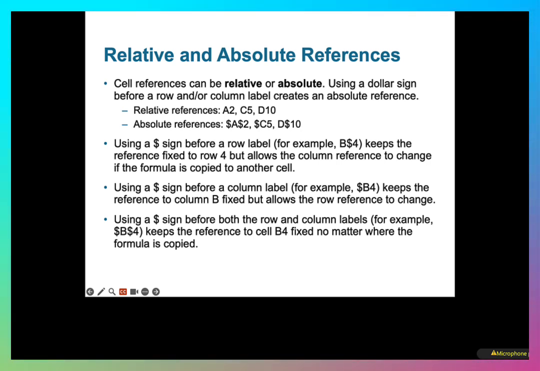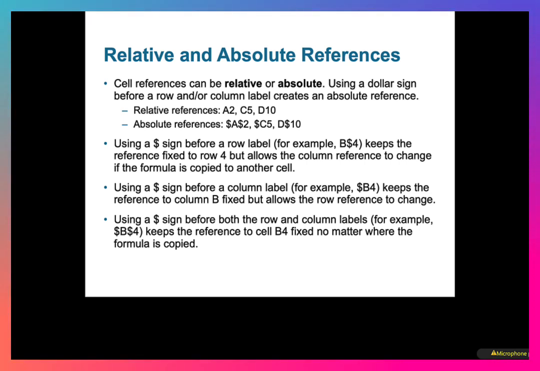When a $ is put before a row label, for example, in $4, it keeps the reference fixed to row 4, but allows the column reference to change if the formula is copied to another cell. Similarly, using a $ before a column label, for example, $B4, keeps the reference to column B fixed, but allows the row reference to change if the formula is copied.